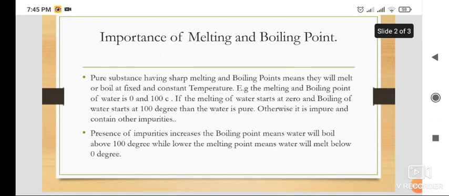Otherwise, it is impure and contains some impurities. Let's discuss the effects of impurities on melting and boiling point. The presence of impurities increases the boiling point, meaning water will boil above 100 degrees centigrade, while it lowers the melting point, meaning water will melt below 0 degree centigrade.